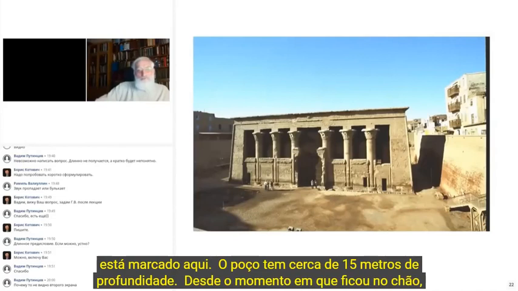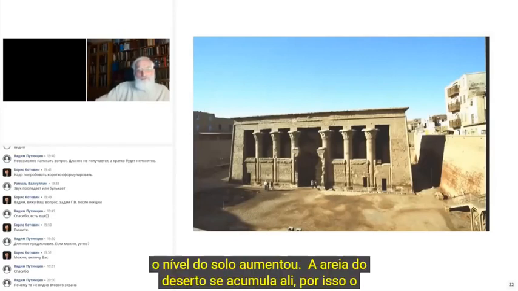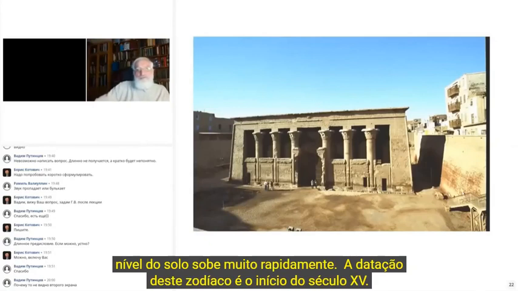Since the time it stood on the ground level has risen. Sand from the desert accumulates there. That's why the ground level rises very quickly. The dating of this zodiac is the beginning of the 15th century.